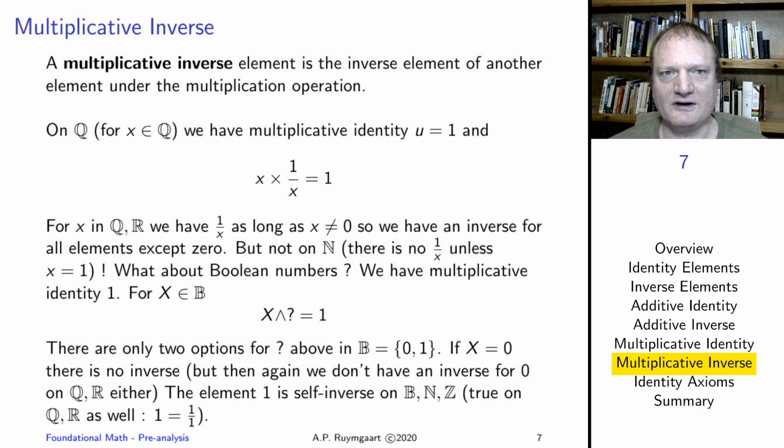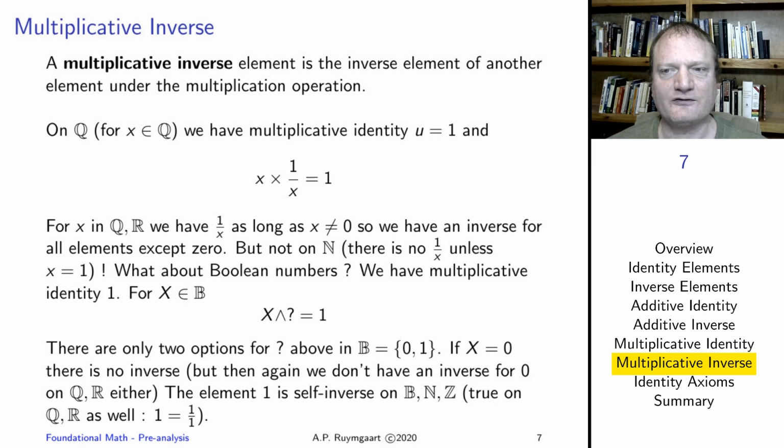Now let's look at the multiplicative inverse of an element. The multiplicative inverse of an element is the inverse of that element under the multiplication operation. And remember, what we need now is our element times the inverse element needs to equal the identity element of that operation. And for multiplication we had identity element 1.